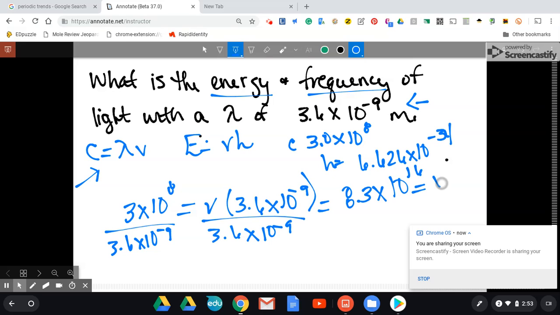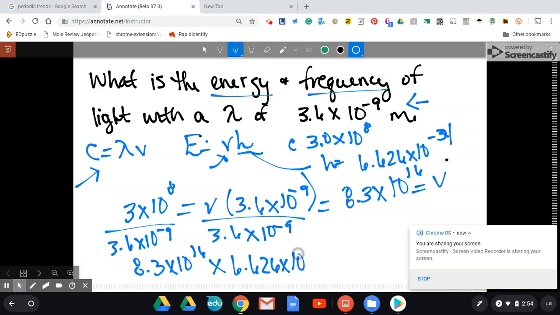All right, so if I know V, now I can find E, because I know V and I know H. So 8.3 times 10 to the 16th times 6.626 times 10 to the negative 34 is going to equal 5.5 times 10 to the negative 17. So here is my frequency and here is my energy. Now, here's the key. Remember that frequency is in hertz. Energy is in joules, okay? So that's how you solve those problems.